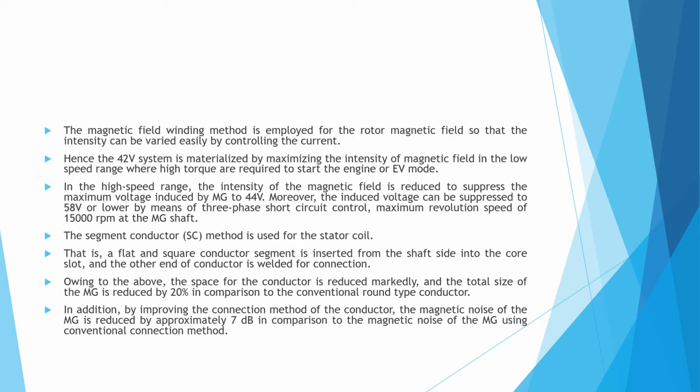The magnetic field winding method. The magnetic field winding method is employed for the rotor magnetic field so that the intensity can be derived easily by controlling the current.